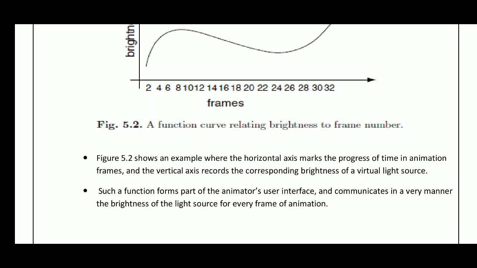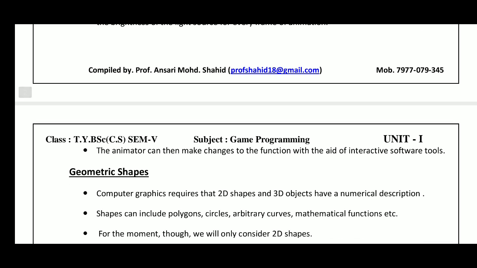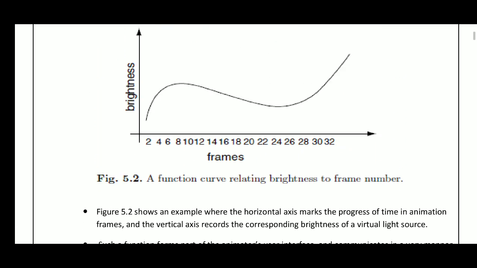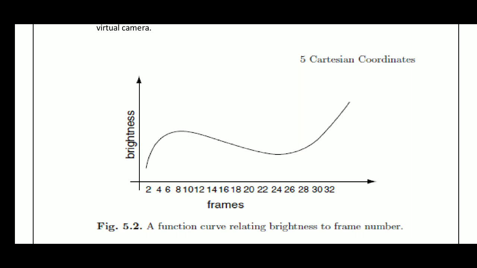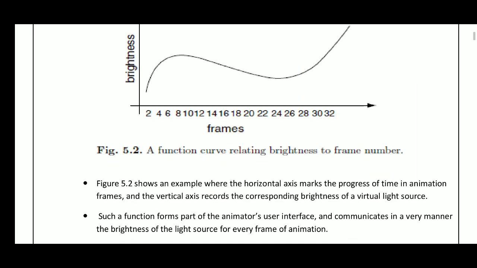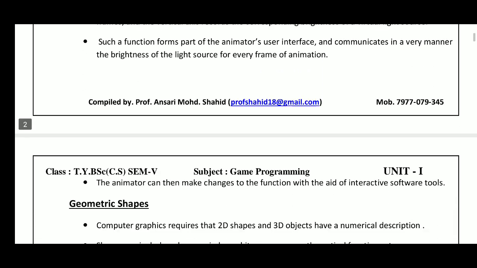So it will show you an animatory interface on which it can work and communicates the brightness of light for every frame of animation. So every frame of animation will be identified in the frame on the basis of the curve which it has. The animator can make changes to the function with the aid of interactive software tools. So this is just an example of this graph, Cartesian coordinates. It can have any number of coordinates, and the animator can change the image in all the directions of the screen depending on the brightness, light and the virtual light source which it has.